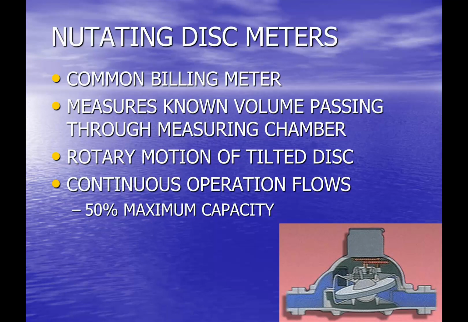So the maximum flow rates are going to vary based on the size of the meter. For a 5/8 inch meter, a really small billing meter, the maximum flow is around 20 gallons per minute. And that goes up at 3/4 to 30 gallons a minute. At 1 inch, it's around 50. At 1.5 inches, it's around 100. And at 2 inches, it's around 160 gallons per minute.